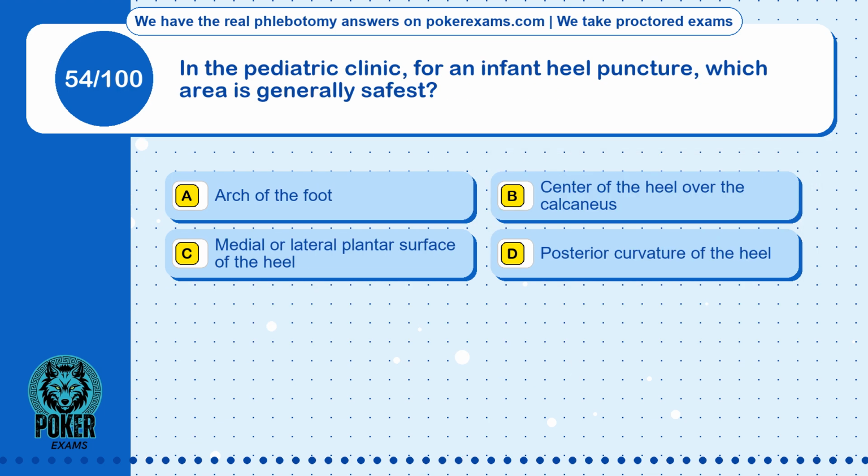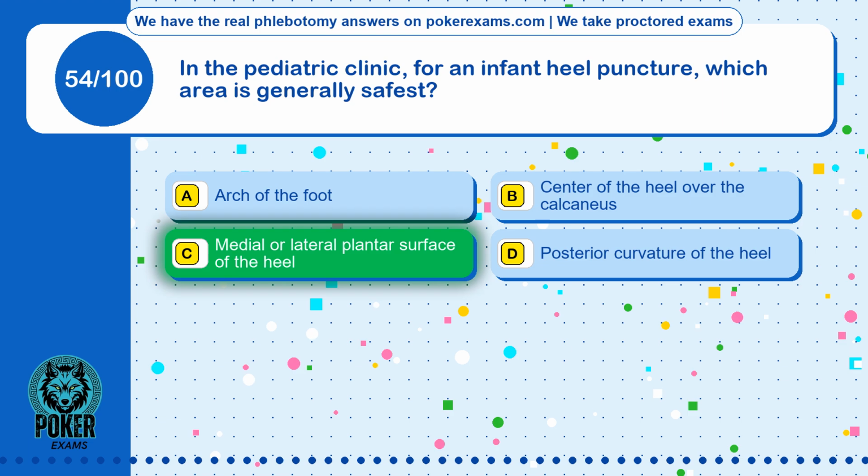Question 54. In the pediatric clinic, for an infant heel puncture, which area is generally safest? Option A, arch of the foot. Option B, center of the heel over the calcaneus. Option C, medial or lateral plantar surface of the heel. Option D, posterior curvature of the heel.